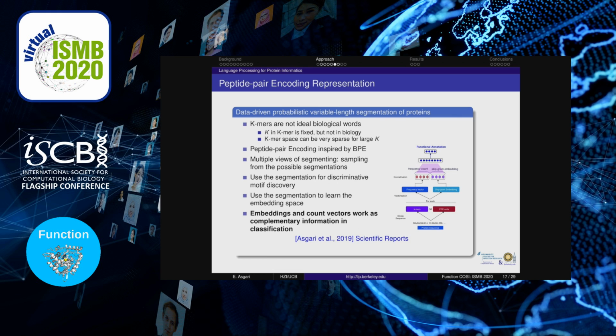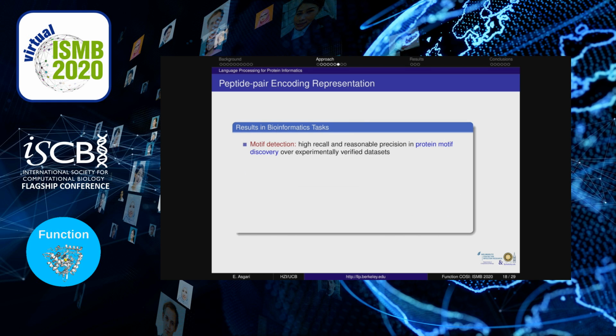One finding that we had in this study was that the embeddings, when they are combined or concatenated to the count of k-mers or the subsequences, improve the result. So the embeddings and the k-mer information work as complementary information and improve the underlying functional annotation. As discussed, we use this approach for motif discovery that we evaluated against a database of experimentally verified motifs in ELM, and it showed high recall while keeping a reasonable precision.